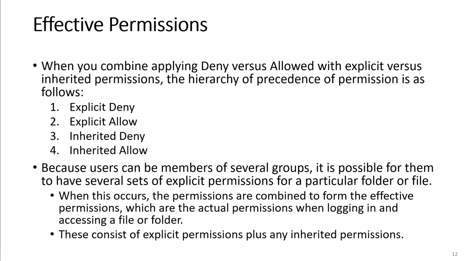When you combine applying deny versus allowed with explicit versus inherited permissions, the hierarchy of precedence of permissions is as follows: explicit deny, explicit allow, inherited deny, inherited allow.